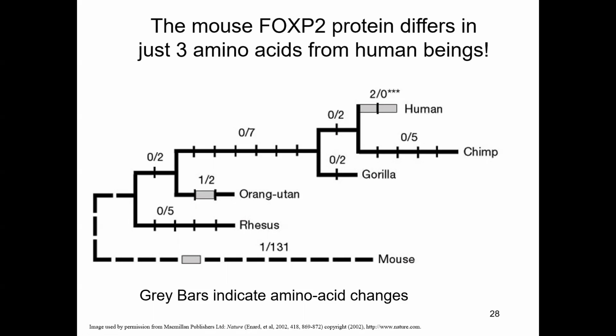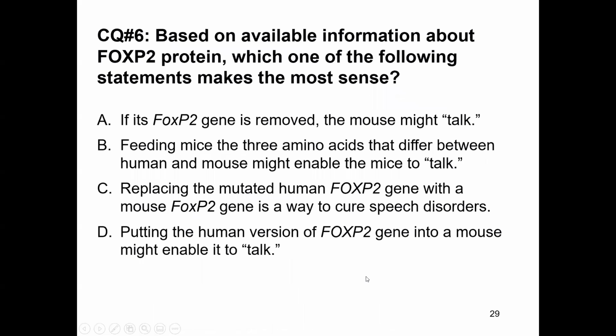So humans are more related to chimps than they are to gorillas versus orangutan or rhesus monkeys, and mouse is way over here. But the mouse FoxP2 protein is only 3 amino acids different from human beings. So it's really close. There's only a couple of amino acids that have changed.